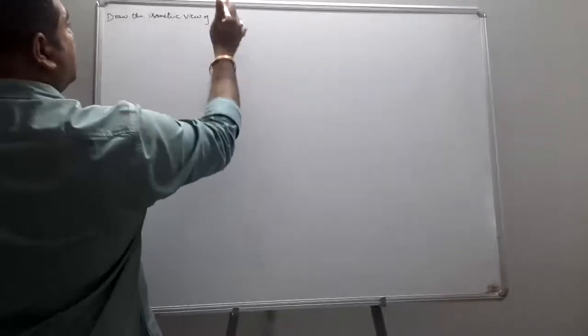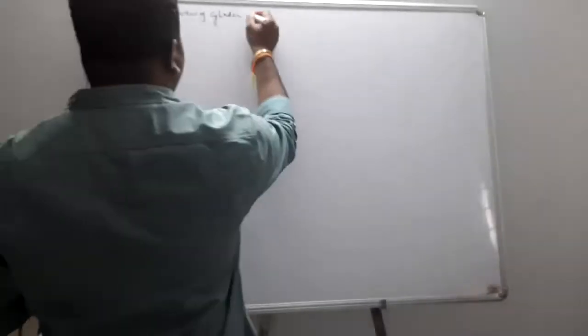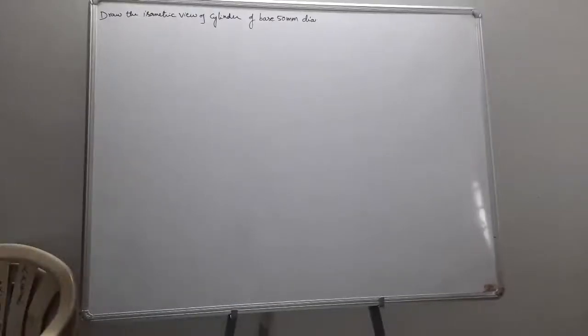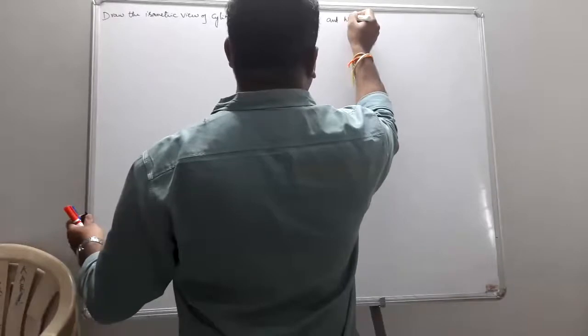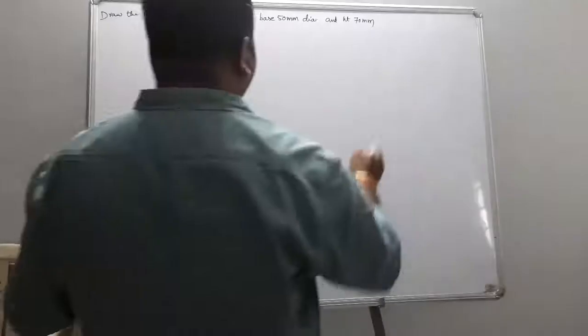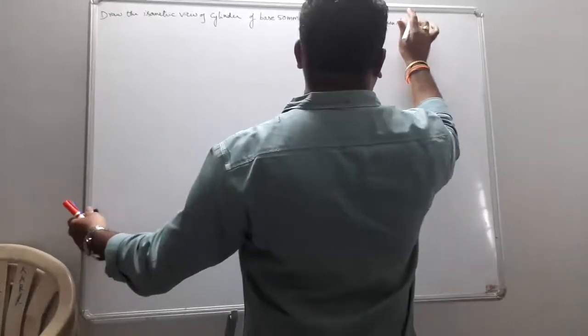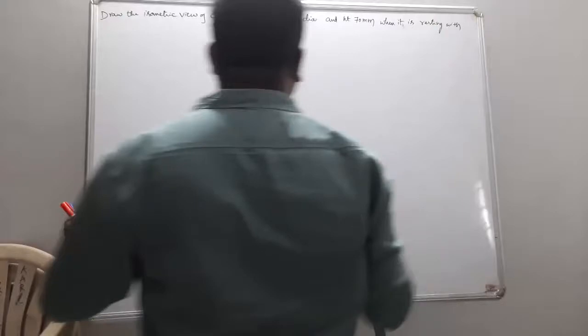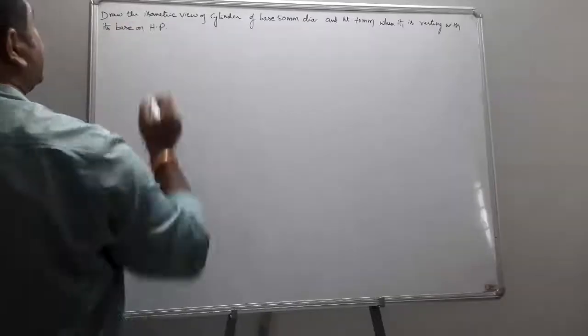Now let us do the problem of a cylinder. Draw the isometric view of a cylinder of base 50 mm diameter and height 70 mm when it is resting with its base on HP. So let us see.